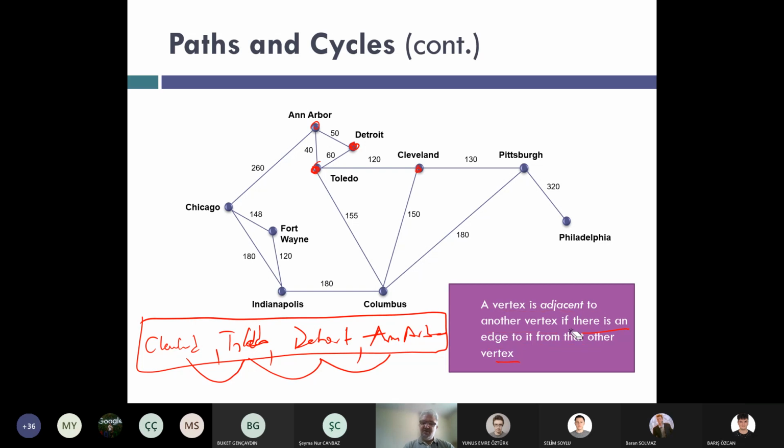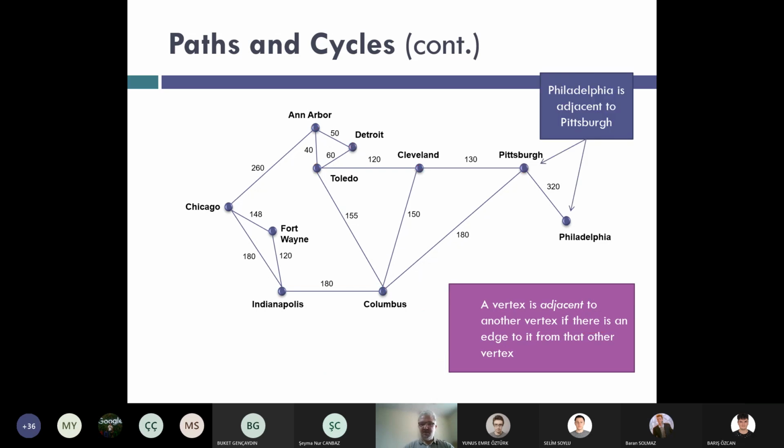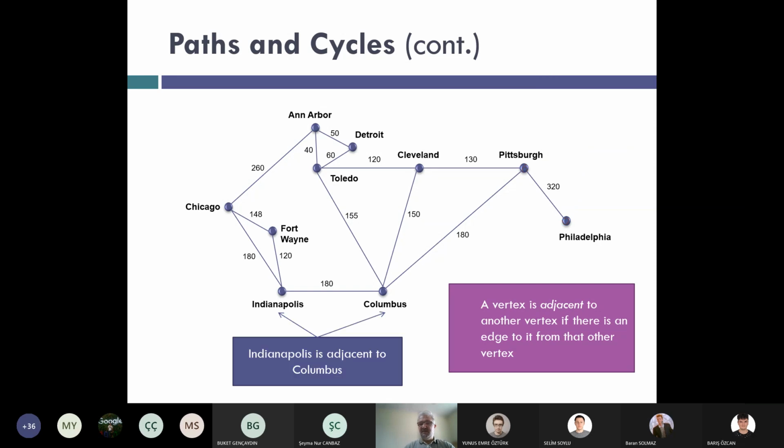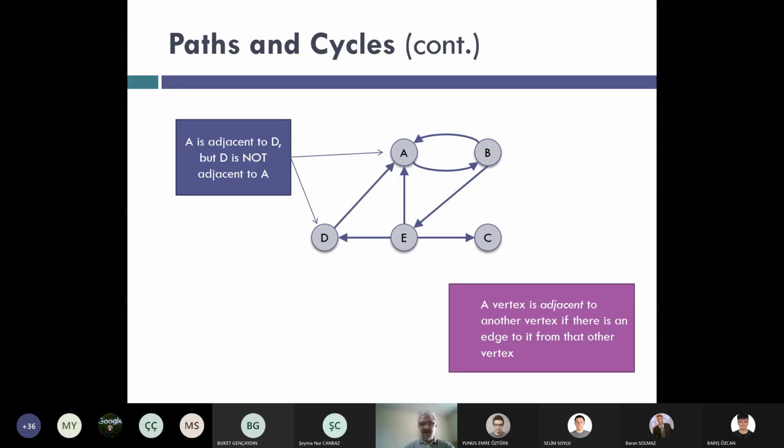So recall Columbus is adjacent to Pittsburgh. Since it is an undirected edge, Pittsburgh is adjacent to Columbus as well. Philadelphia is adjacent to Pittsburgh, and Pittsburgh is adjacent to Philadelphia, since this graph is an undirected graph.